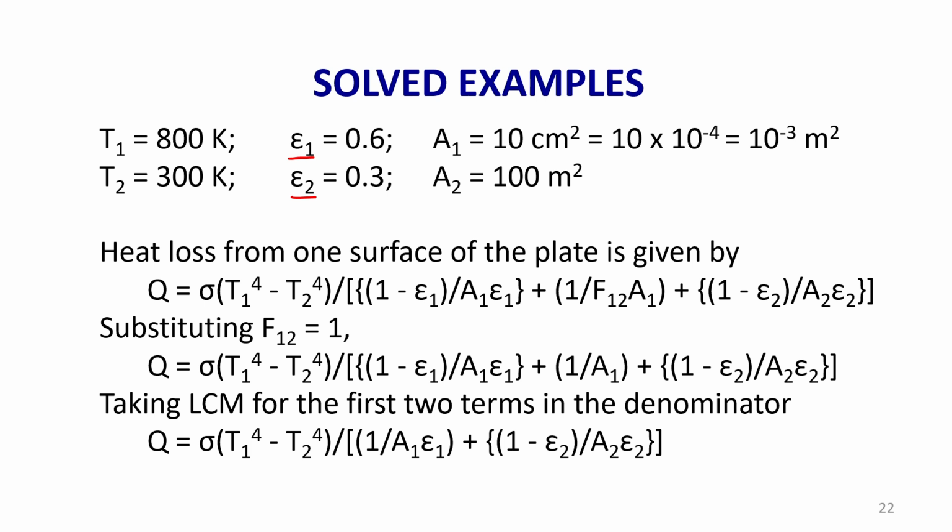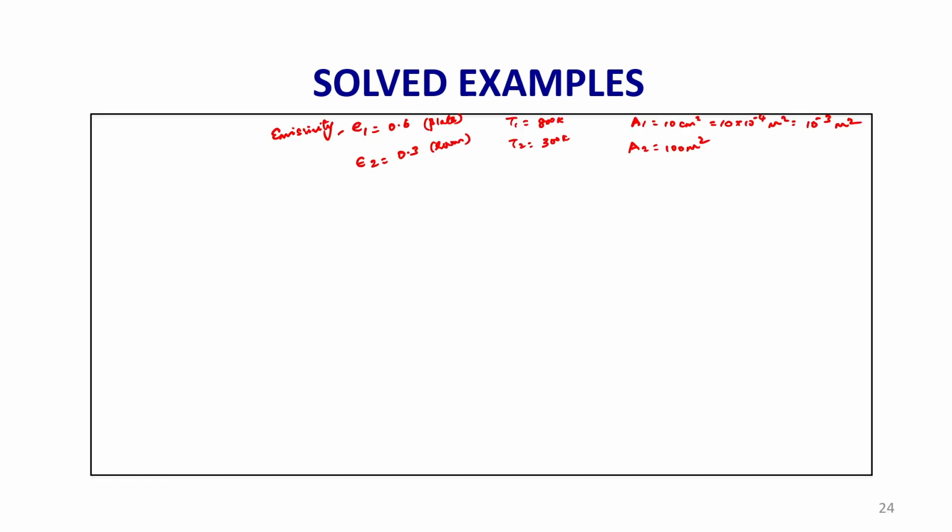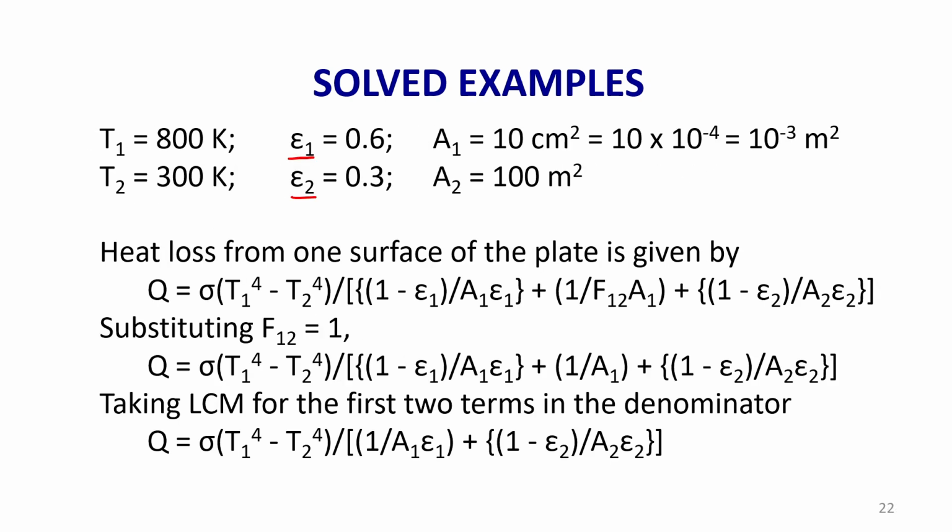Heat loss from one surface of the plate is given by this formula, sigma into T1 power 4 minus T2 power 4. Sigma we know is 5.67 into 10 power minus 8 watt per meter square Kelvin power 4, the Stefan-Boltzmann constant. Now, epsilon 1, this one. So, the two surfaces are there. We are using the subscript 1 for plate and the subscript 2 for room.